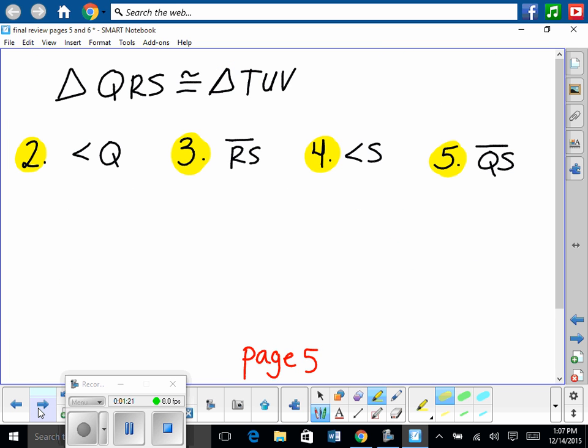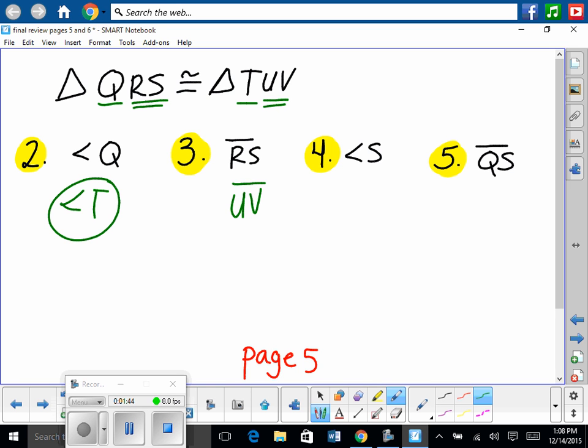Okay, so given this congruent statement, we're asked to answer the following questions, and these are actually the easiest ones. Angle Q is congruent to what angle? Just use your congruent statement. Angle Q is to angle T. They sit in the same spot. Side RS is congruent to UV. And angle S sits in the same spot as V, so angle V. And then QS is to TV. They just sit in the same spot. So really it should be easy given the congruent statement to go backwards here. So we have our answers.